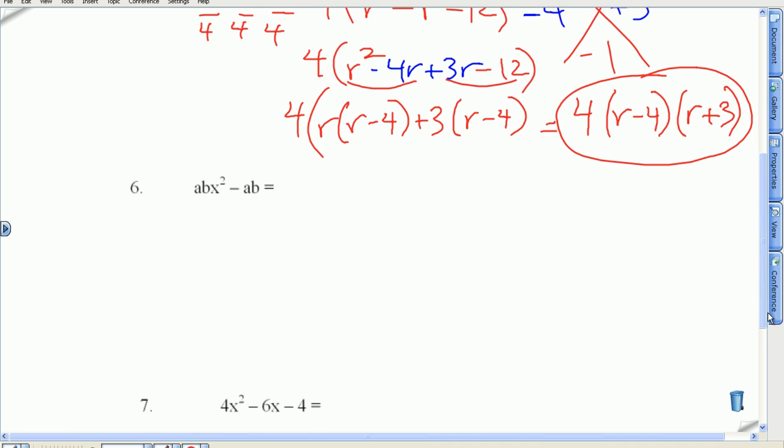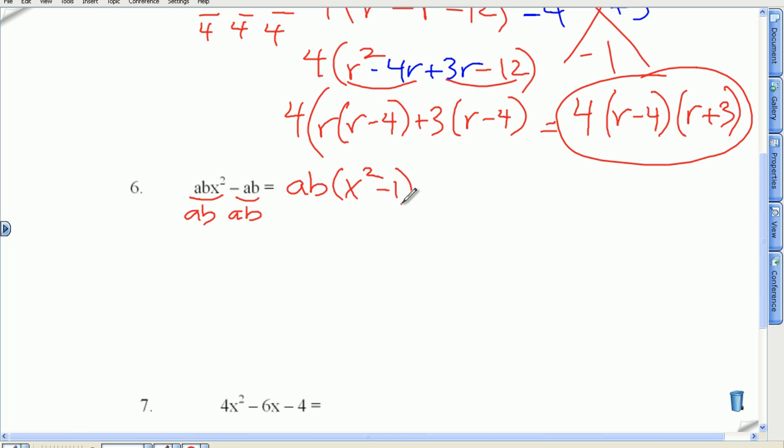Problem 6. Alright, let's see. AB sticking out here. I'm going to take an AB out of both of these. If I take AB out of ABx squared, I'm left with x squared. Negative AB divided by AB is negative 1. GCF. Factor that GCF out.